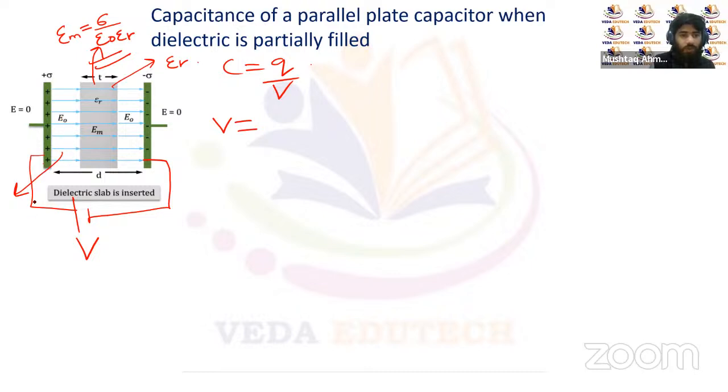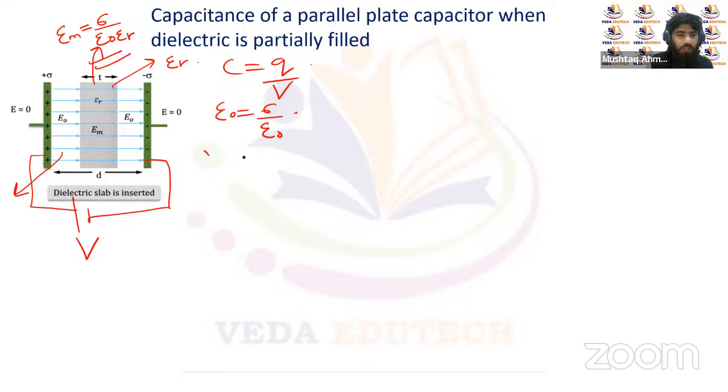Then this E naught, or the electric field strength, is equal to sigma upon epsilon naught. So the total potential here will be equal to, so this is the electric field strength E naught, and this is epsilon naught, the permittivity of free space.